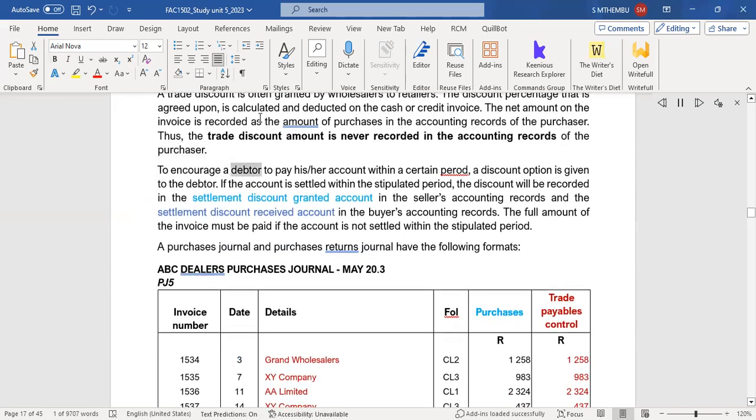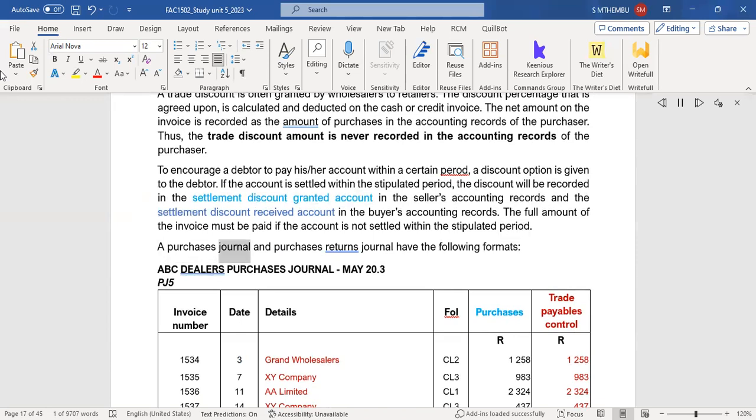To encourage a debtor to pay his/her account within a certain period, a discount option is given to the debtor. If the account is settled within the stipulated period, the discount will be recorded in the settlement discount granted account in the seller's accounting records and the settlement discount received account in the buyer's accounting records. The full amount of the invoice must be paid if the account is not settled within the stipulated period.